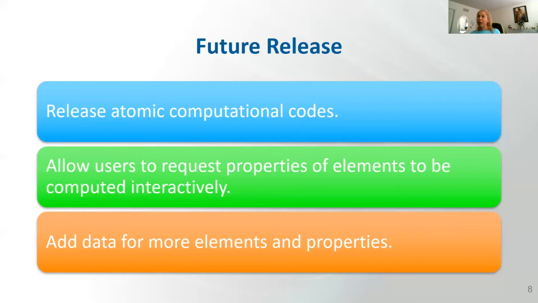Let's talk about what we have in mind to release in future versions. In future versions, atomic computational codes would be released. The other cool feature that would be added is in case of properties of elements that are not available on the website because they are rarely needed, for example, users would be able to request those properties to be computed for them. And such requests will invoke the needed computations on demand and notify the user when complete. Also, more elements and properties will be added to the website.